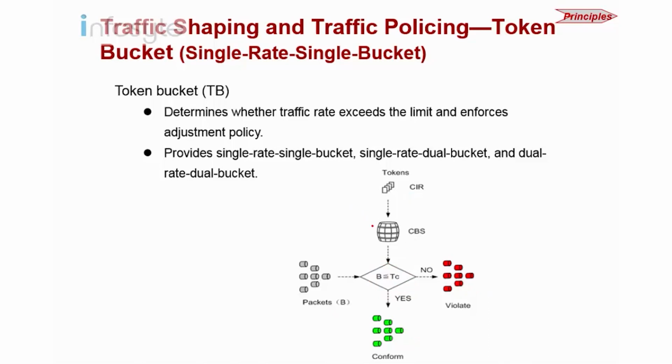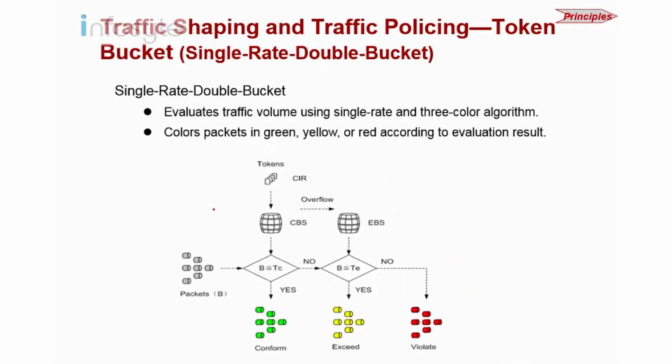Now this is where we have a single bucket. So this is a single rate, 1 CIR, with a single bucket. We also will look into the single rate dual bucket, or dual rate dual bucket. Next we look into a single rate with a double bucket.